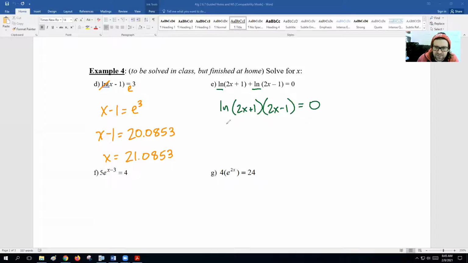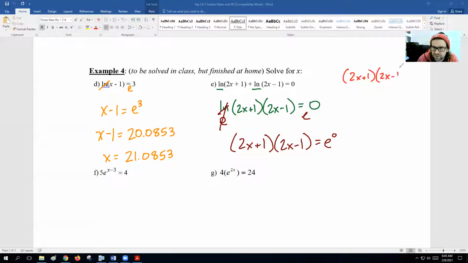All right, so let's e both sides here to get rid of the ln. And so those would cancel out, and we'd get 2x plus 1 times 2x minus 1 is equal to e to the 0 power. All right, so we'd have our 2x plus 1 times our 2x minus 1. E to the 0 power is 1. All right, so now we just need to go through and solve this quadratic. So this is a kind of tougher problem, but we can handle it here.